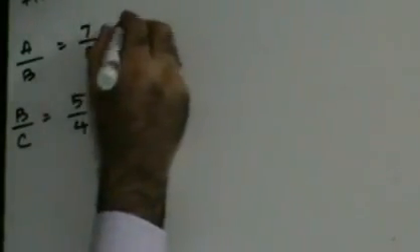What is common in the two ratios? The variable that is common in the two ratios is B. What is the value of B in the second ratio? 5. Multiply and divide equation 1 by 5 and multiply and divide equation 2 by 9. Whatever is the common number, you multiply both the equations by that.